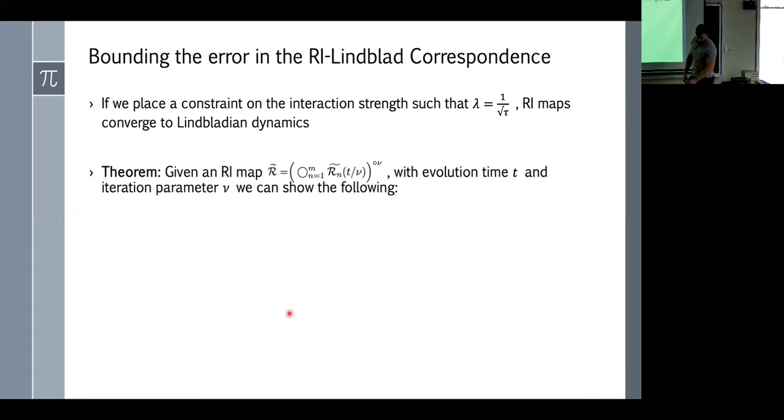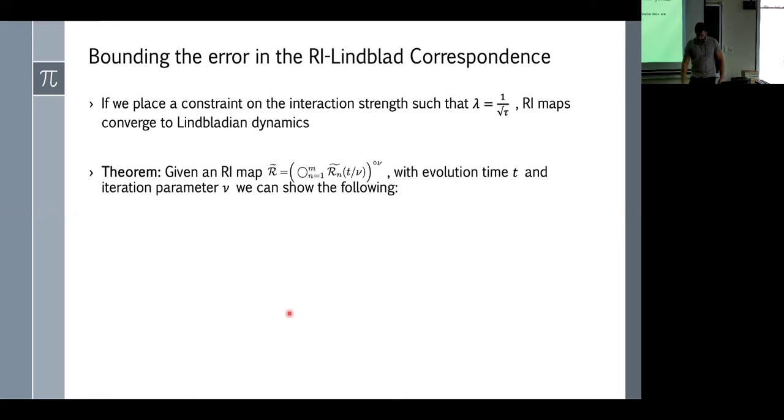But I'll state an informal version of the theorem just to get an idea of the scaling. Given some repeated interaction map that we wrote down, this one is a little bit more involved, where now we're going over a multi-composition of all n discrete parts of our path, and then we're iterating them ν times to control the error in time. And now T over ν is serving the purpose of the tau interaction time that we're working with.